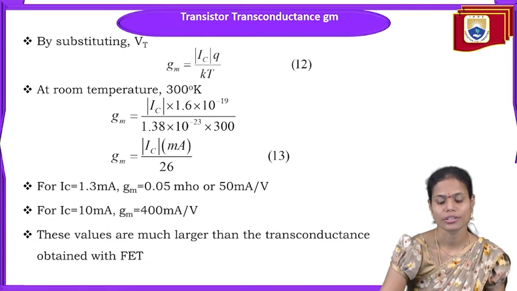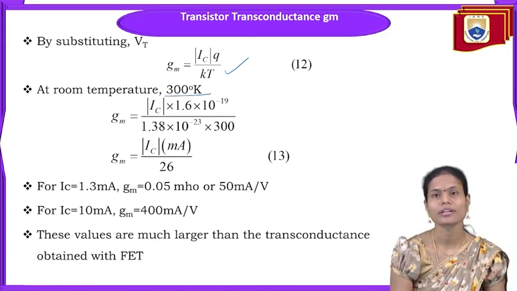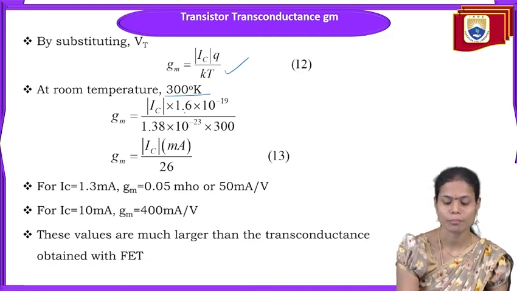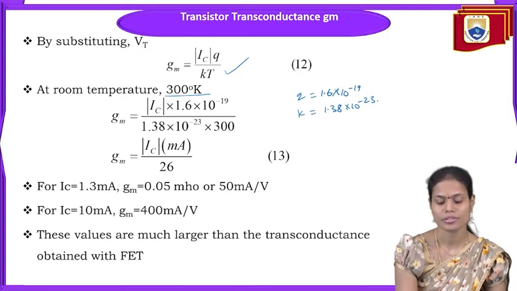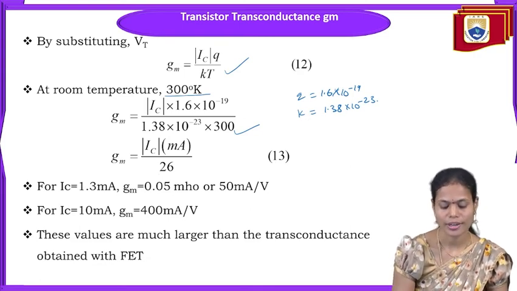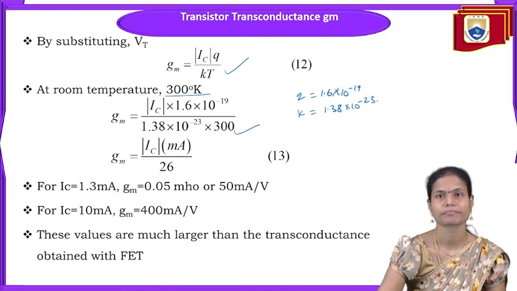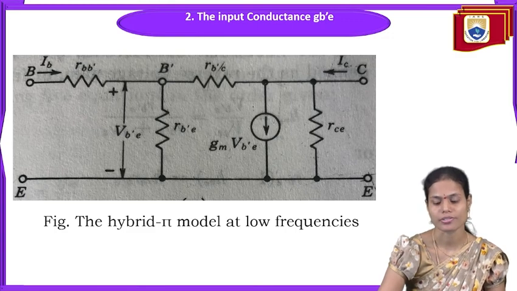And if you substitute the value of VT, that is kT by Q, Gm equals IC Q by kT. At room temperature, that is 300 Kelvin, the value of Q, the charge of the electron, is 1.6 into 10 power minus 19, and the Boltzmann constant value is K equal to 1.38 into 10 power minus 23, and the temperature is 300 Kelvin. After substituting all these values, we get Gm equal to IC by 26. These values are very high compared to the transconductance of the FET. So if we compare the transconductance in both the BJT and FET, in the BJT we get more transconductance. And the second parameter is input conductance GB'E.